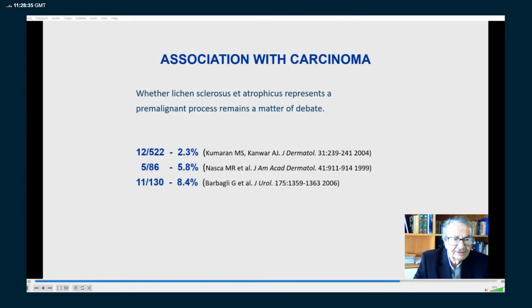The association with carcinoma remains a matter of debate. As you can see here, the percentage of this association varies. The largest study was based on 522 patients, and only 12 patients had this association, 2.3%.